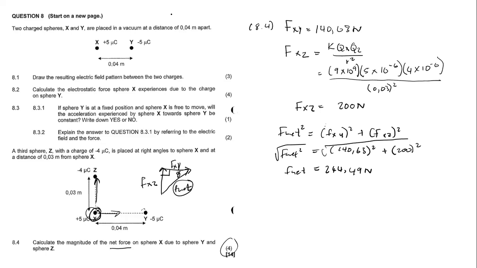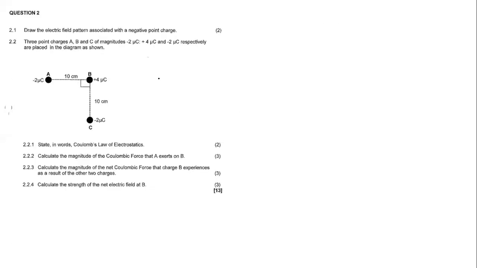Right. So now let's move to question number 2. Question number 2, it reads as follows. They say to us, draw the electric field pattern associated with a negative point charge. So this question is the same as the question that we started with in the previous question, but here now we are talking about one charge, which is a point charge in this case, which is negatively charged.